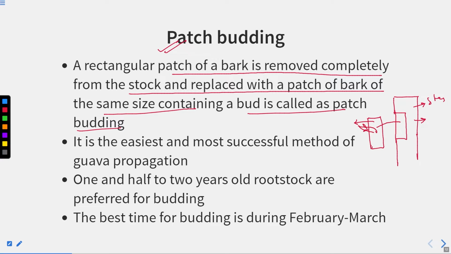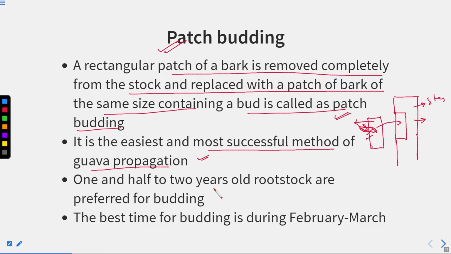So you can place this bark with a bud, the adventitious bud is here. So that is called patch budding. This method is called patch budding. It is the easiest and most successful method of guava propagation. So this question can be asked in the examination.